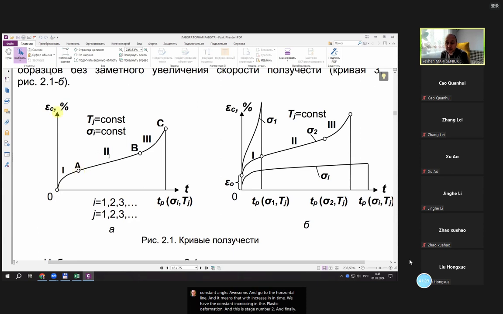And finally, stage number 3, again increasing. We can detect an extreme increase in the creep velocity. So with a small increase in time, we have a high increase in the plastic deformation. It can be explained by the increase in the creep velocity. And why does it happen, why does it look so, the first, second, and third stage in the creep process? Okay, let's try to understand.